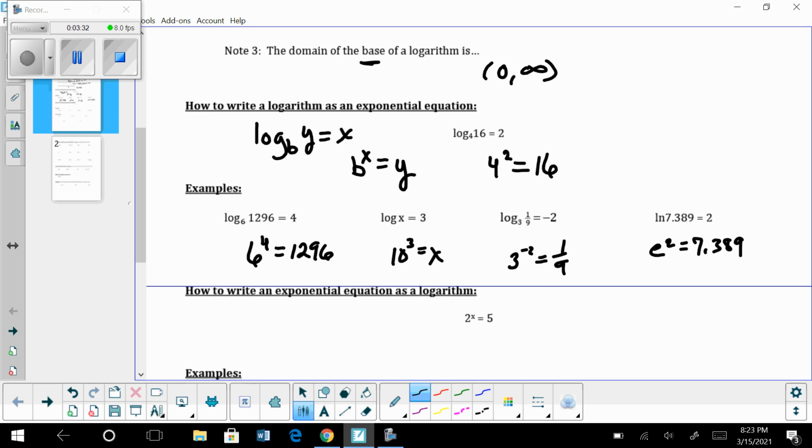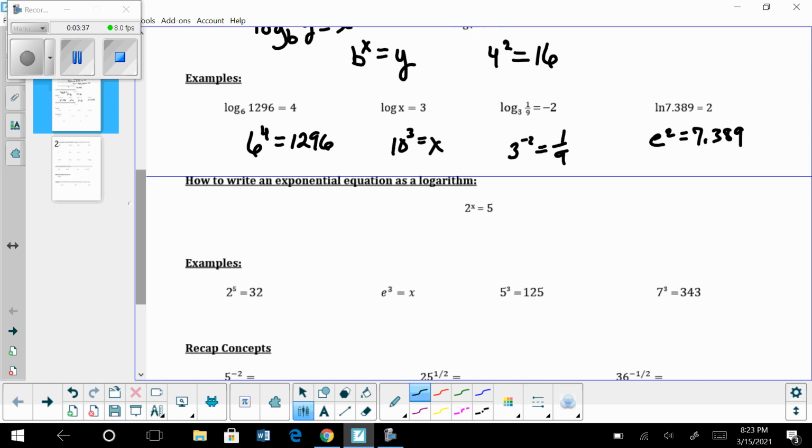Okay, and then you can go the other way around. You can go from the exponent form back to the log form. So you would be writing log. The base is what goes down here, 2. The exponent is what goes on the side by itself. And then the other number goes there. The exponent's always on the side by itself. So this would be log to the base 2 of 32 equals 5.